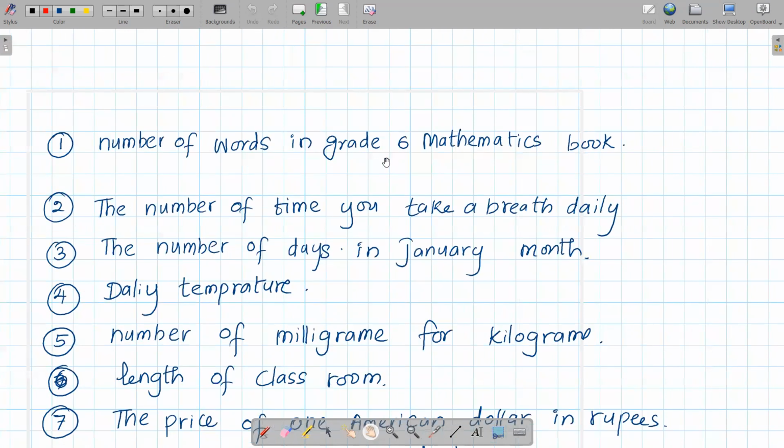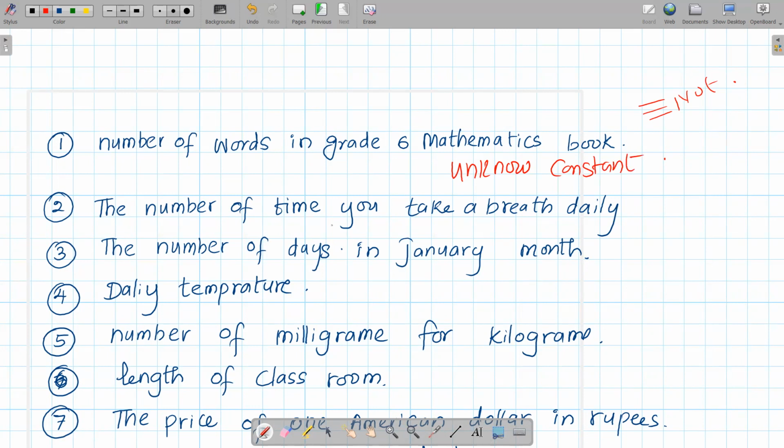The number of words in the grade 6 mathematics book. Is it changed? No, it's not changed. Do you know it? You don't know. So you can say unknown constant. It is not a variable.